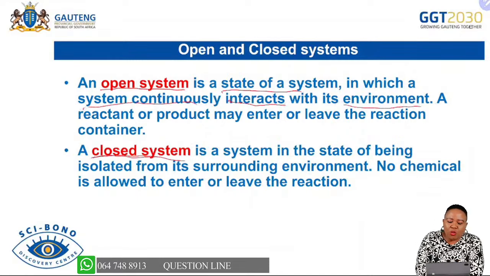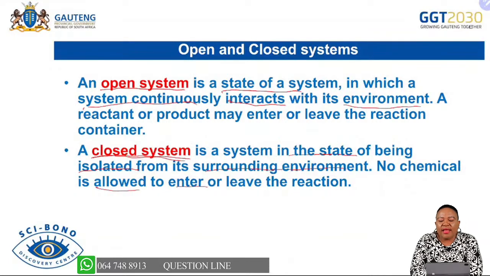However, what is a closed system? It is a system that is in a state of being isolated from its surrounding environment. No chemical is allowed to leave or enter the reaction. So when we talk about a closed system, we are talking about a system that will not interact with its environment. It is an isolated system.